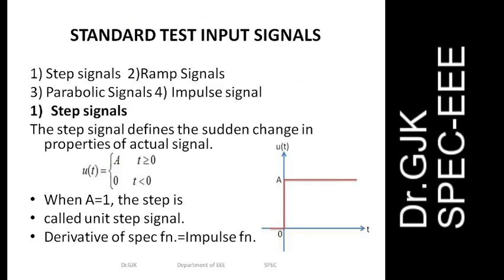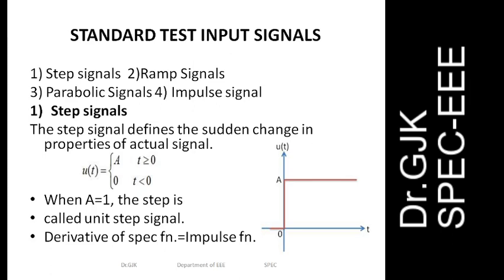Then coming to standard test input signals. These standard test input signals are used for obtaining the dynamic response of a system. Before manufacturing an instrument, we will obtain a mathematical model of the instrument. For that mathematical model, these standard test signals are applied and the dynamic response will be obtained. From the dynamic response, we can study the dynamic characteristics of the instrument. So the standard test signals are step signal, ramp signal, parabolic signal and impulse signal.